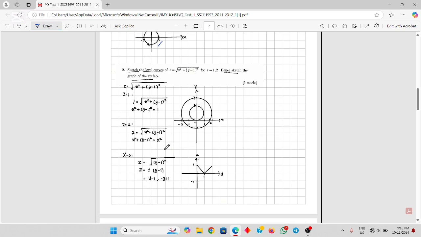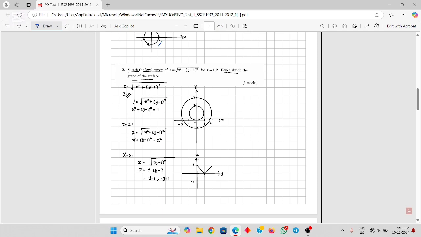So the second question: sketch the level curve of z equal to square root of x square plus (y minus 1) square, for the values of z equal to 1 and 2. And we need to sketch the graph of the surface.